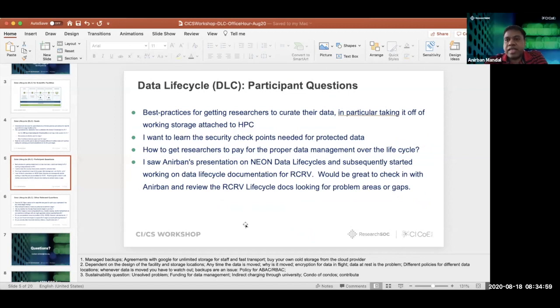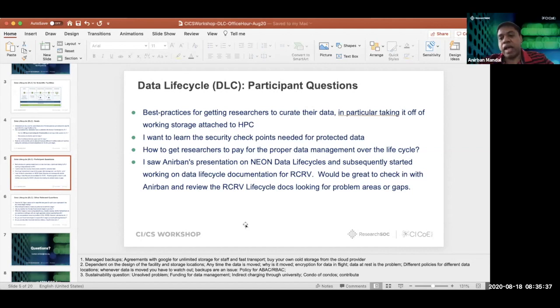This discussion comes up every time in the CARC meetings, in many other meetings. It's mainly a sustainability question. How does the funding flow for data management? Most of the time, indirect charging through the university is the way it's done, which is not ideal. Can you convince your university to do that? It's hard. Central IT grows by millions each year, whereas research computing has been flat for a decade.